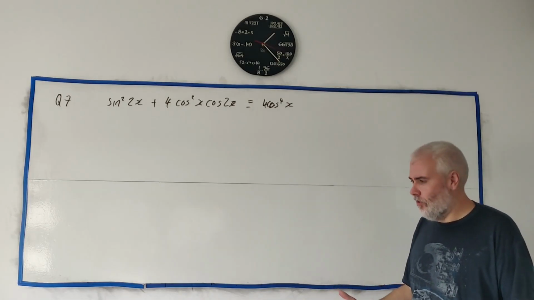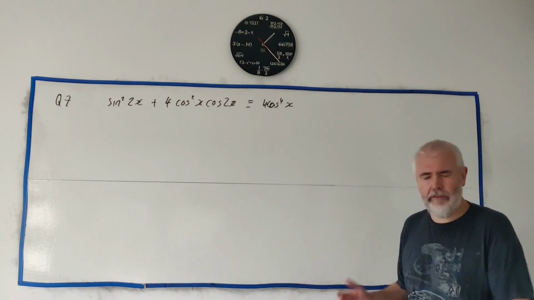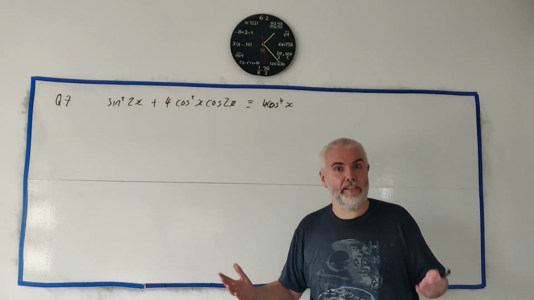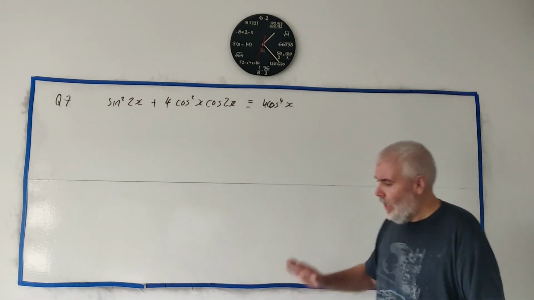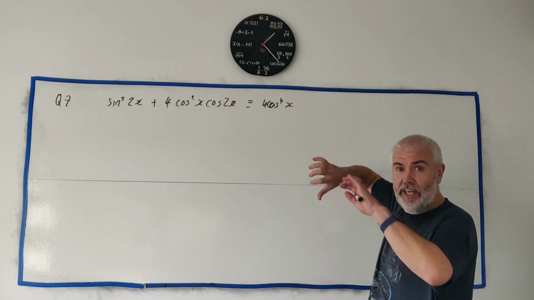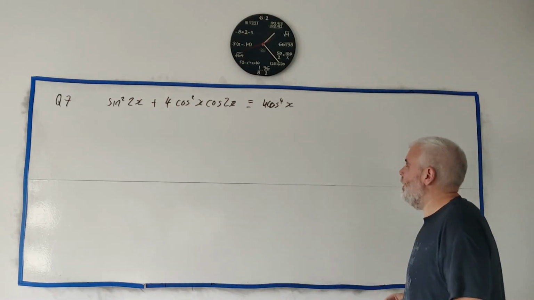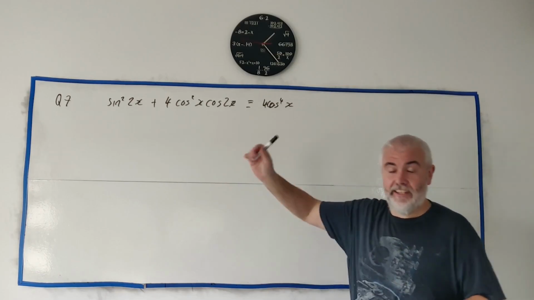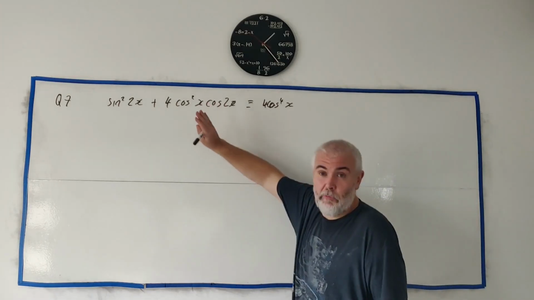I always tell students just take one side, play around with it and make it look like the other side. On a very rare occasion, it's sometimes easier to play around with both sides at the same time and make them look the same. In this case, we don't have to do that. Take one side and play around with it. I'm guessing you could take this side, break it up, turn it into cosines and sines in some way, and make it look like this side. I think I can see a path to doing that, but it's not the easiest way. The easiest way is to play around with the left side.